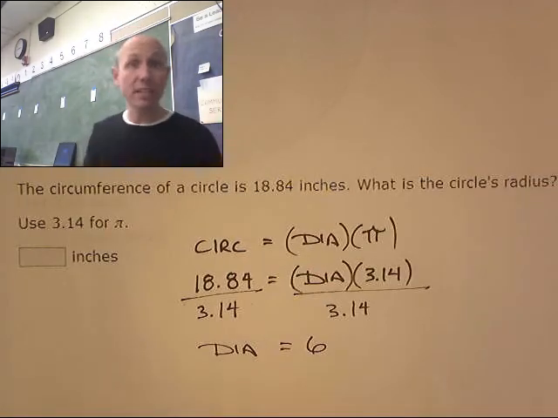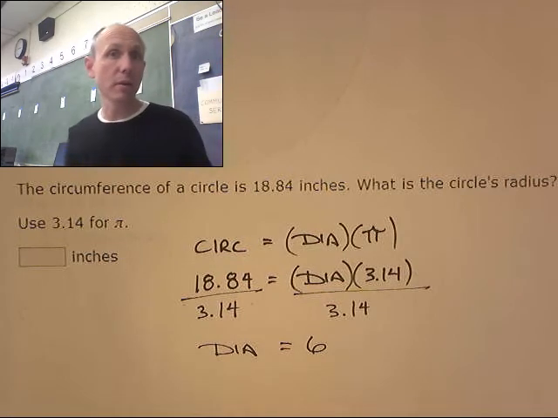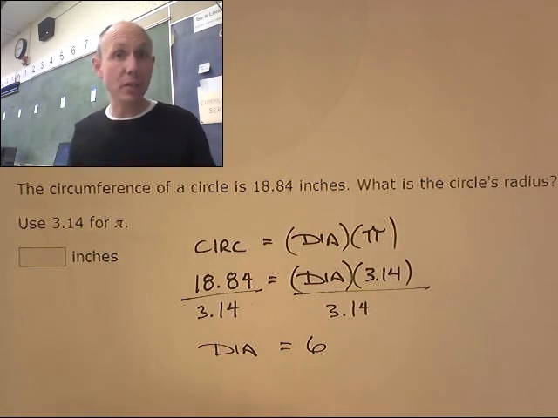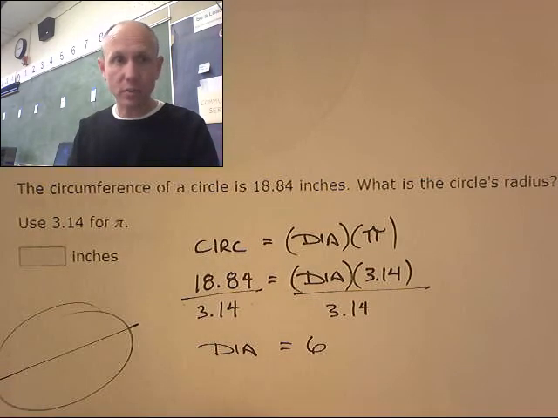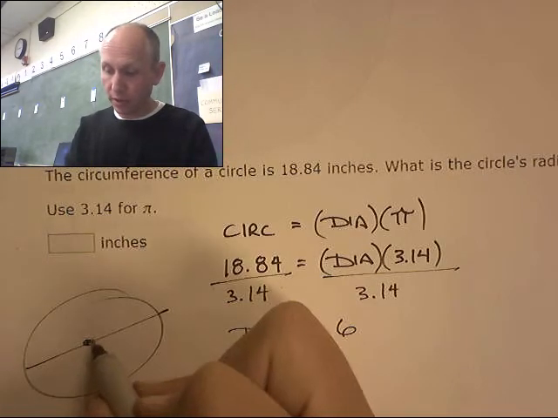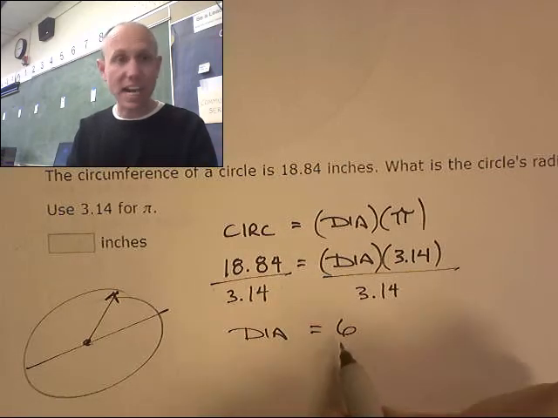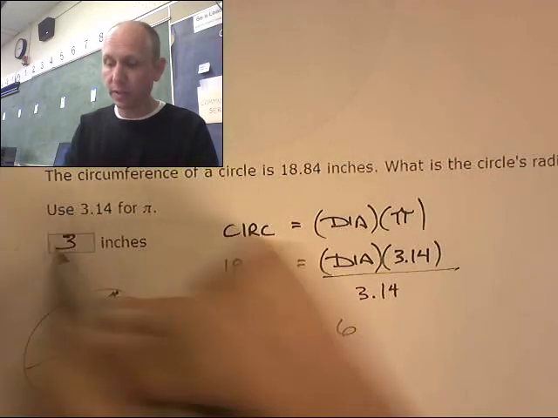But the question's not asking for the diameter. The question's asking for the radius. I just found the entire length across the circle, but I only want this little piece. So what's half of 6? Half of 6 is 3.